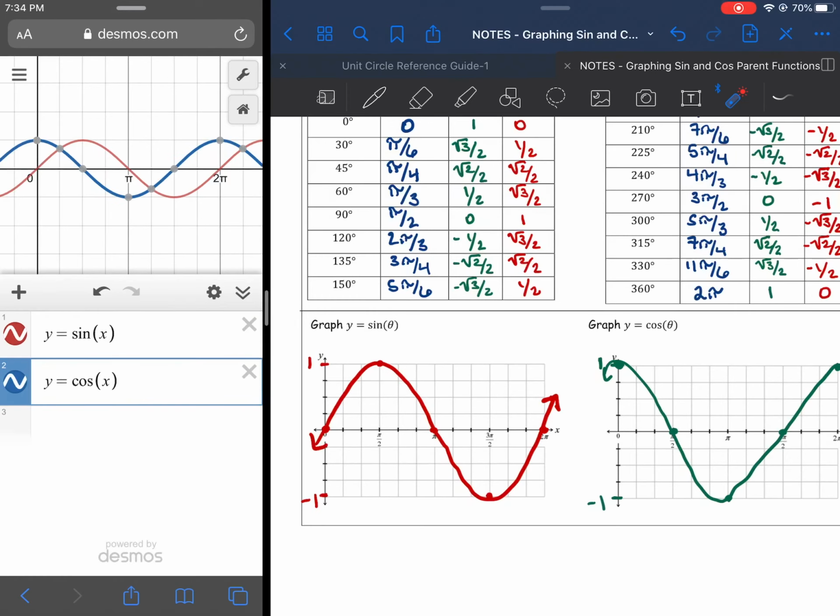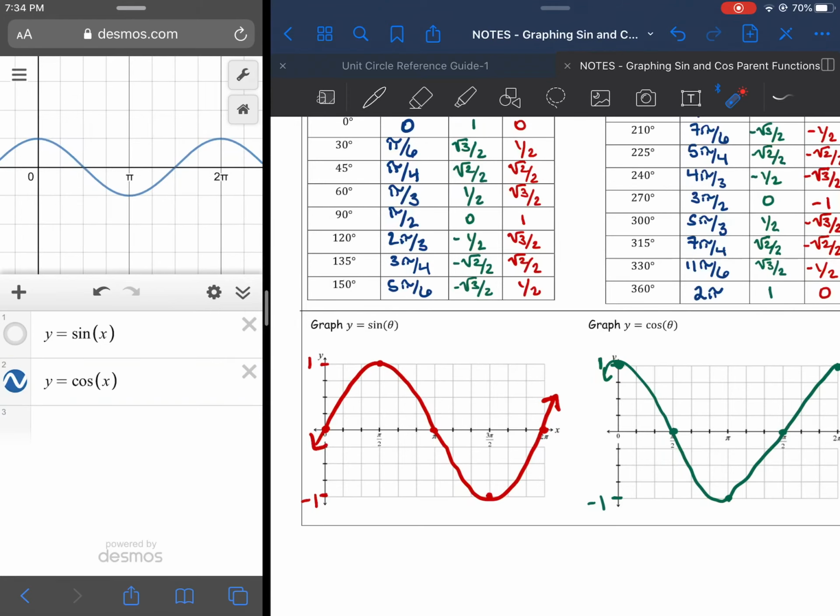And I'm going to hide sine of x for the time being. Again, just like our graph here, notice that we have the points (0, 1), (pi over 2, 0), (pi, negative 1), (3 pi over 2, 0), and (2 pi, 1). So our graphs that we derived from this table here are accurate according to Desmos.